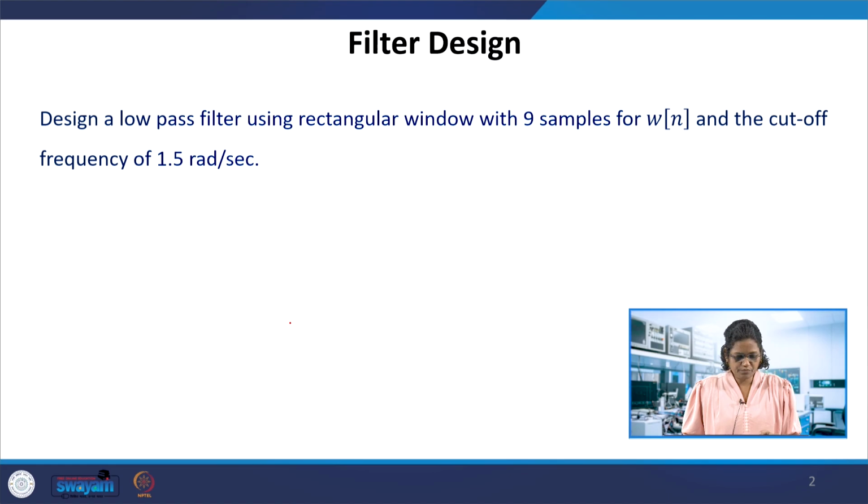For this filter we had obtained the coefficients. First, what is the HD of e power j omega. From that, HD of n is obtained with the integration. Then multiply that HD of n with the window function, the rectangular function, and get the h of n. So the h of n coefficients were manually calculated for this. You could have observed these midpoint symmetric coefficients, and the relation between them.